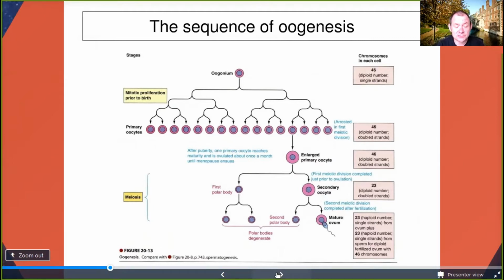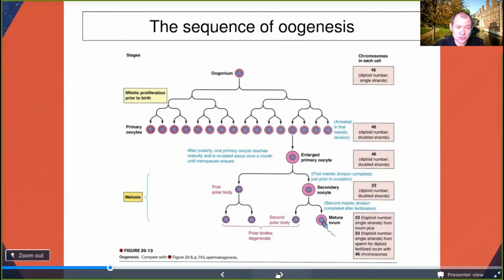As a result of that reduction, we end up in a situation known as haploid rather than diploid. Diploid means a pair of each chromosome, 46 chromosomes. Haploid means just one of each. So when we produce an egg or a sperm, we become haploid.